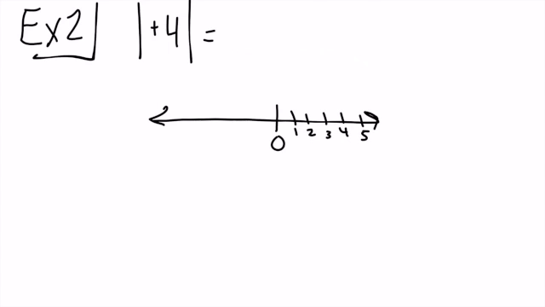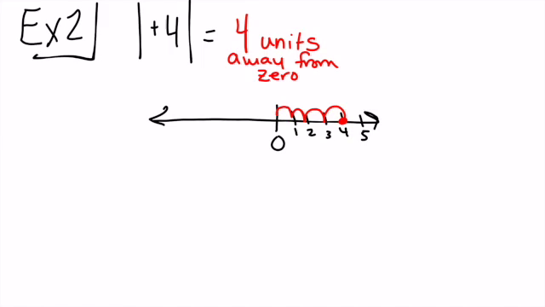So I plot my mark at positive 4. Absolute value is a distance from 0, so I need to show that it's 1, 2, 3, 4. So it is 4 units or 4 steps or 4 jumps from 0. Away from 0. All right, absolute value of positive 4 is 4 units away from 0.